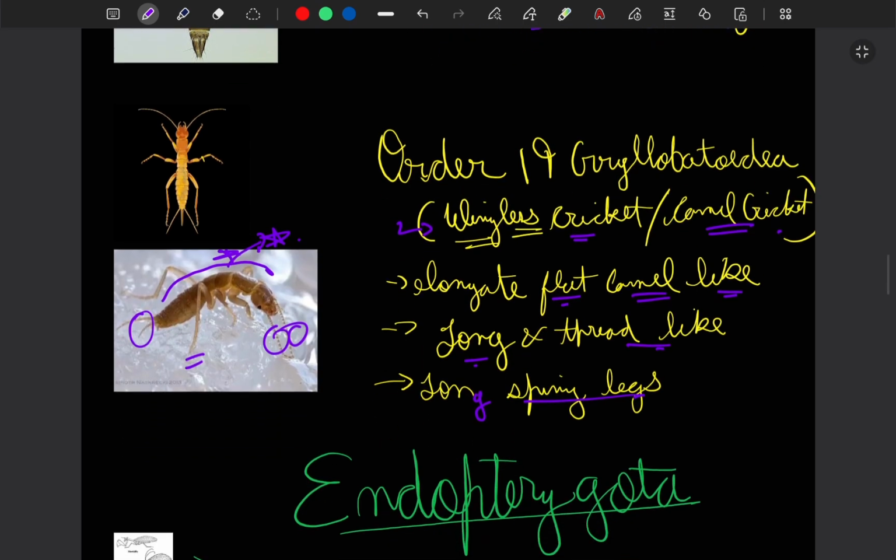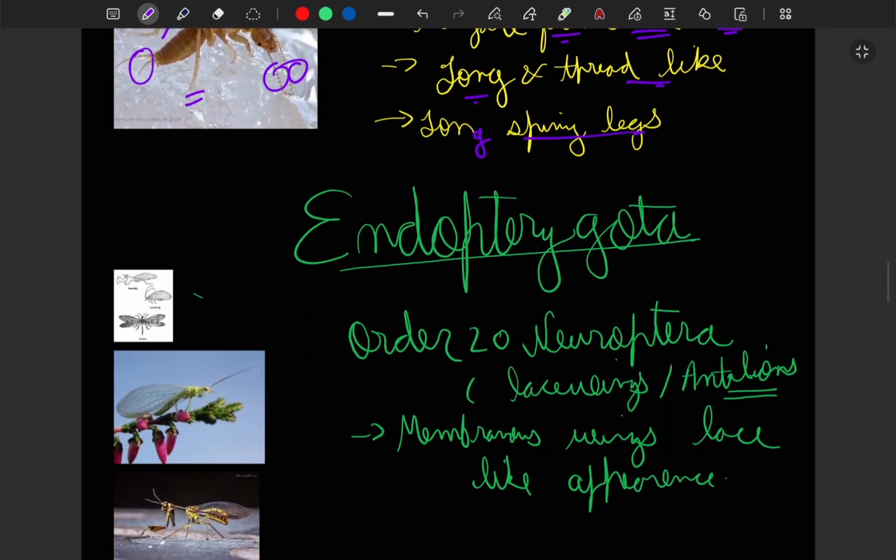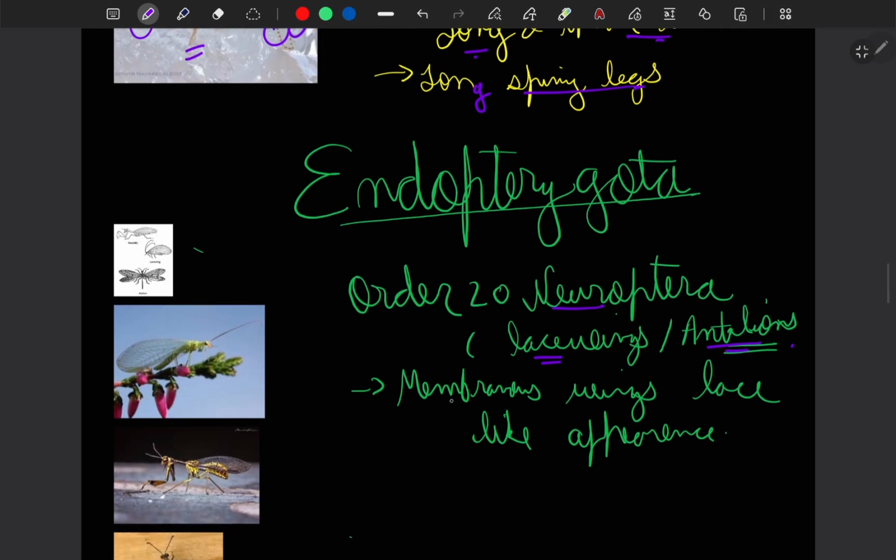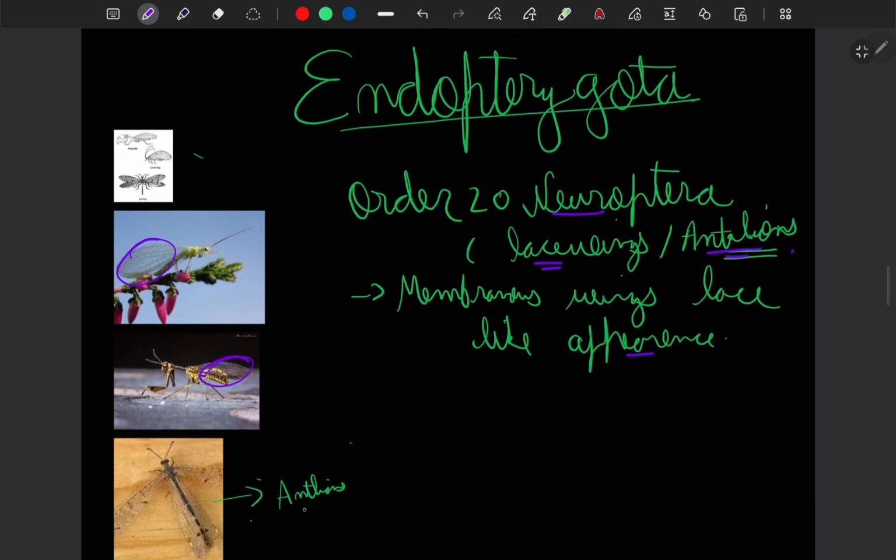Next we will enter into subdivision Endopterygota. The first order here is Neuroptera. Neuroptera, also known as lace wings or antlions. They have membranous wings or lace-like appearance. You can clearly see the membranous wings. And this is a picture of antlions. They have 4 wings, 2 paired.